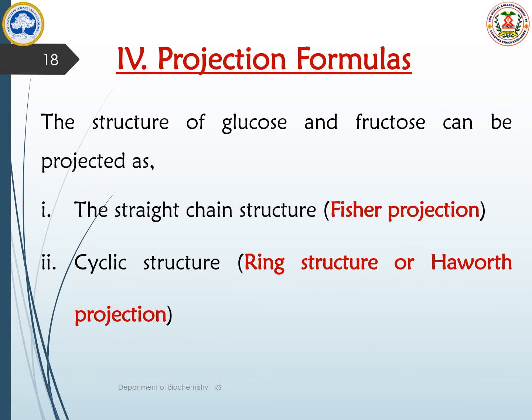The representation of structures of glucose and fructose are very important. Here the projection formula describes the structural representation of glucose and fructose. The structure of glucose and fructose can be represented in two ways. The first is the straight chain structure, otherwise called Fischer projection. The second is the cyclic structure, otherwise called ring structure, Haworth projection. We'll discuss one by one in the future slides.